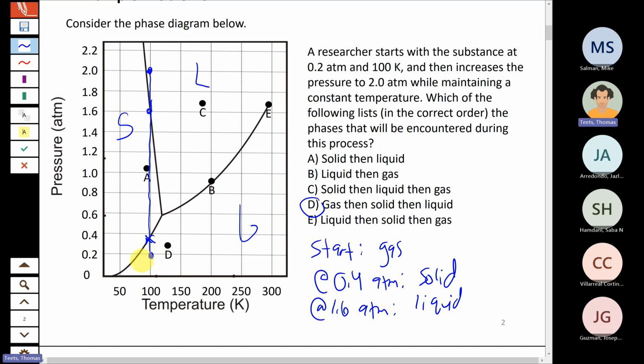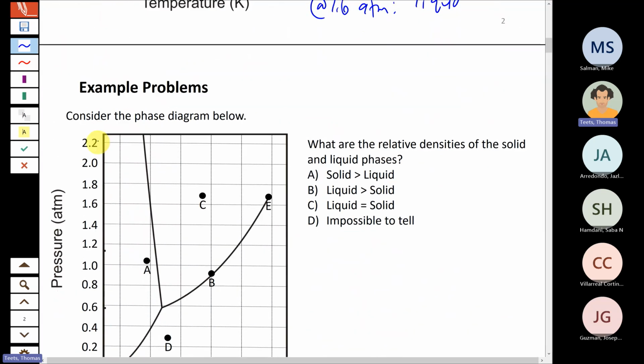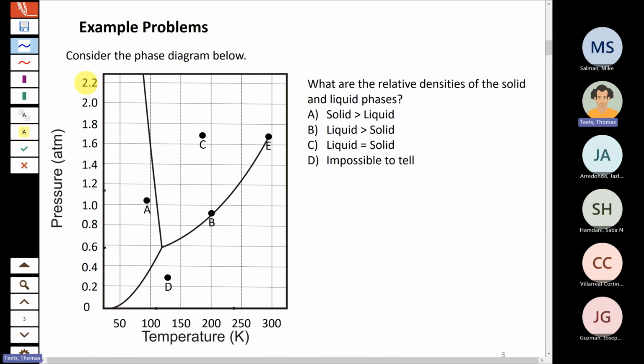Okay. And then the next one deals with the densities of the solid and liquid phases. As you recall, we talked about how the slope of the line that divides those two, solid, liquid, gas, this is the line that divides solid and liquid. The slope of that line is going to determine which of those phases is more dense.